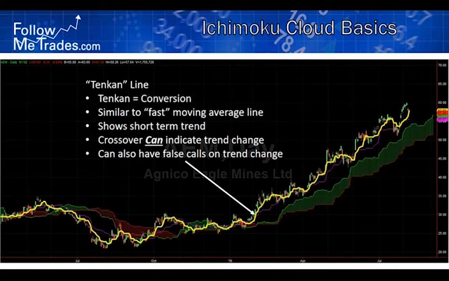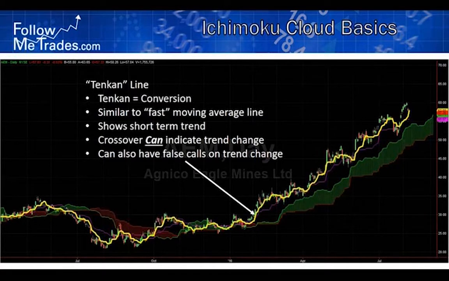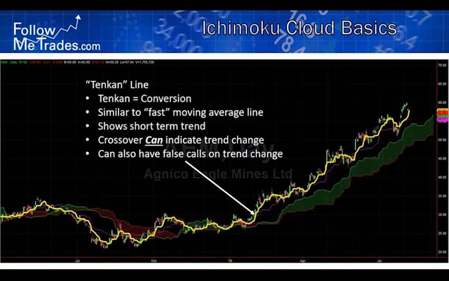The difference in the way they're calculated is that a simple moving average takes the average of the closing price of a number of bars looking backwards. In Ichimoku Cloud, the Tenkan line is the average of the highest high and lowest low in that look back period. This conversion line, or Tenkan line, or fast line, can indicate a change in trend when it crosses over. But you can get some false signals. You can see several times during this trend that we're pointing to here, it did cross over and it did not indicate a change in trend.